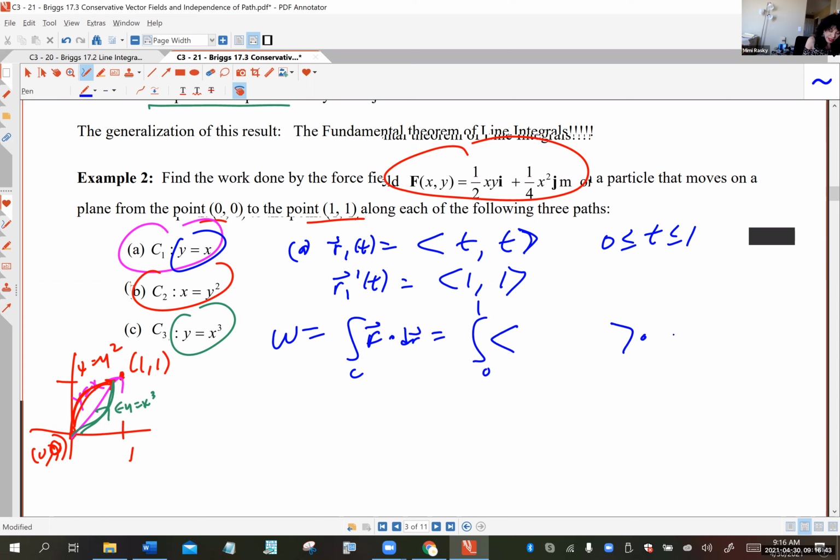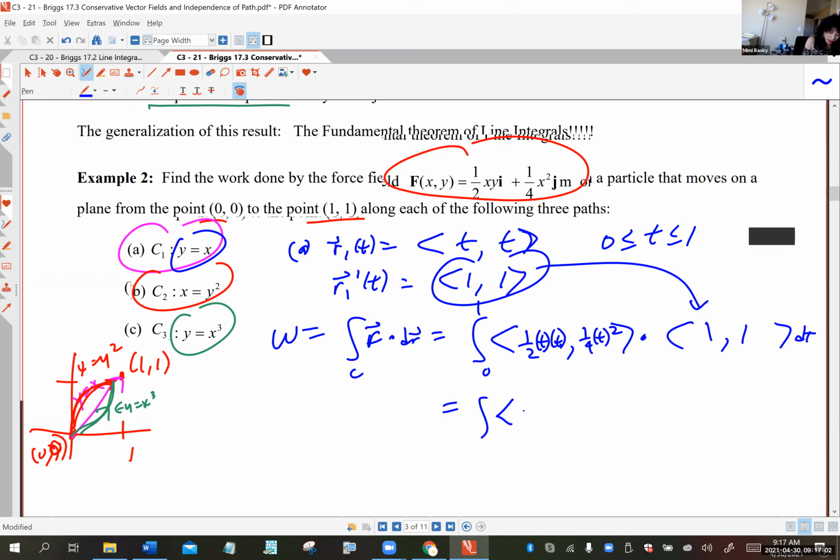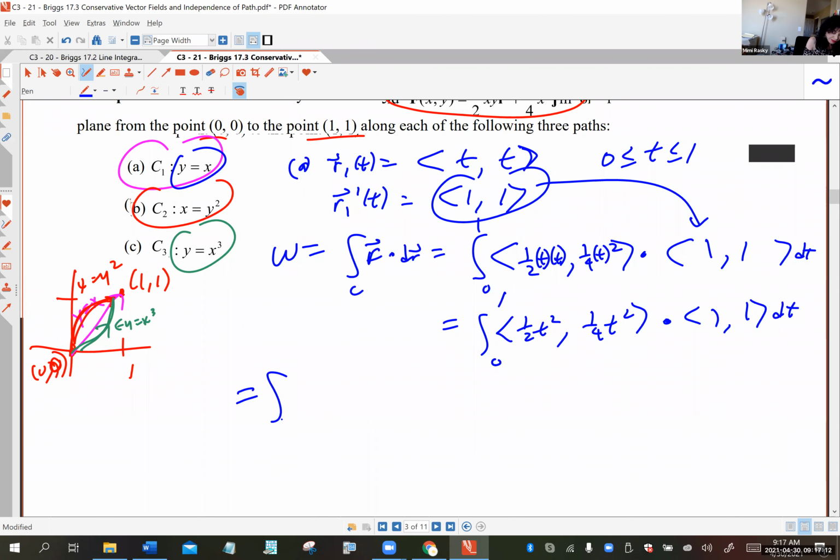0 to 1, and we're going to have to take a dot product here of the vector valued function 1/2 xy, so that's going to be t, comma 1/4 x squared, that'll be t squared, and then the r prime is 1, 1, like so. So this is going to be the dot product of 1/2 t squared, 1/4 t squared, with this constant vector 1, 1. Okay, so do the dot product first before you integrate.